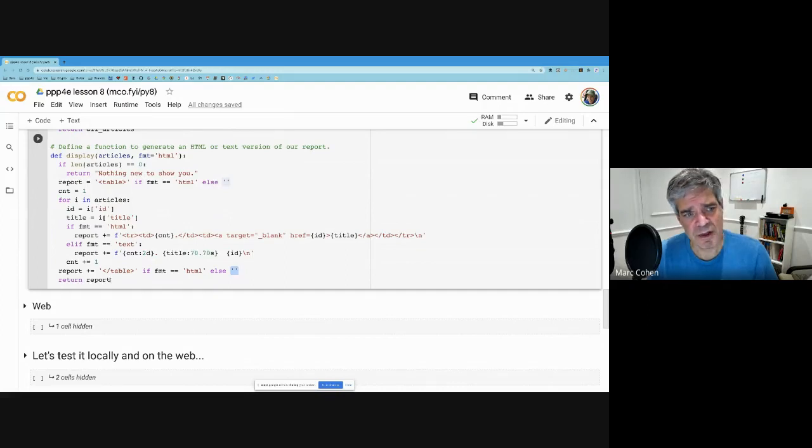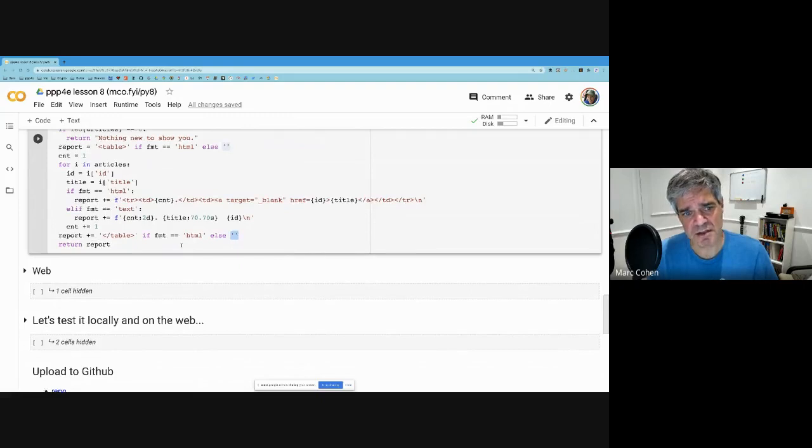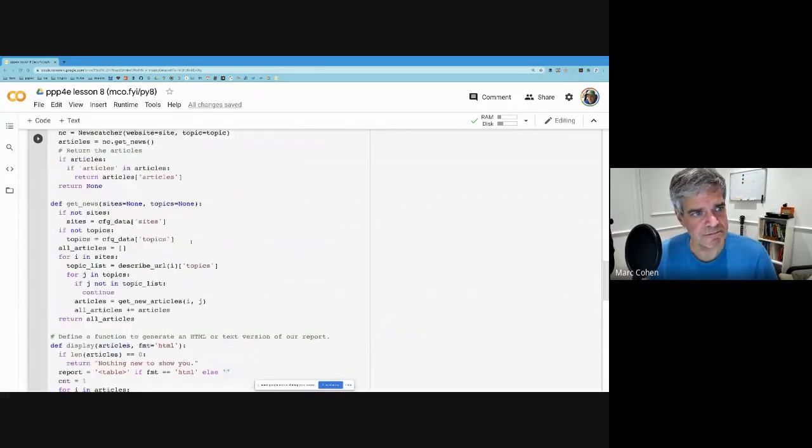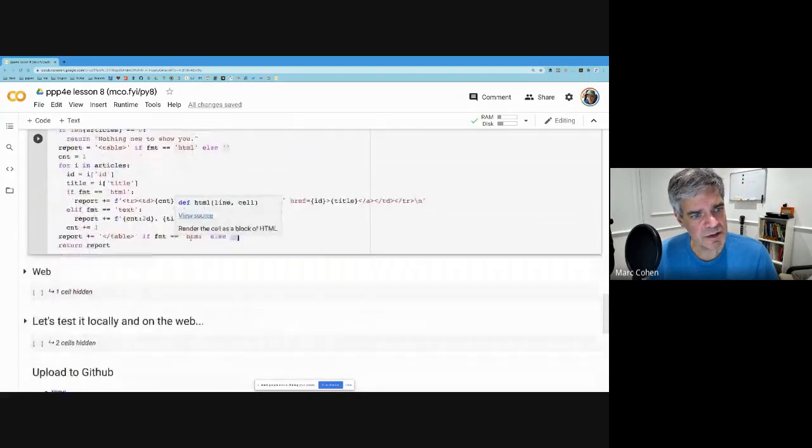And then I return that string, and I've got something that I can display, one function I can call to generate either a text report or an HTML web-ready report that can be rendered on a web page. So that's my news module.